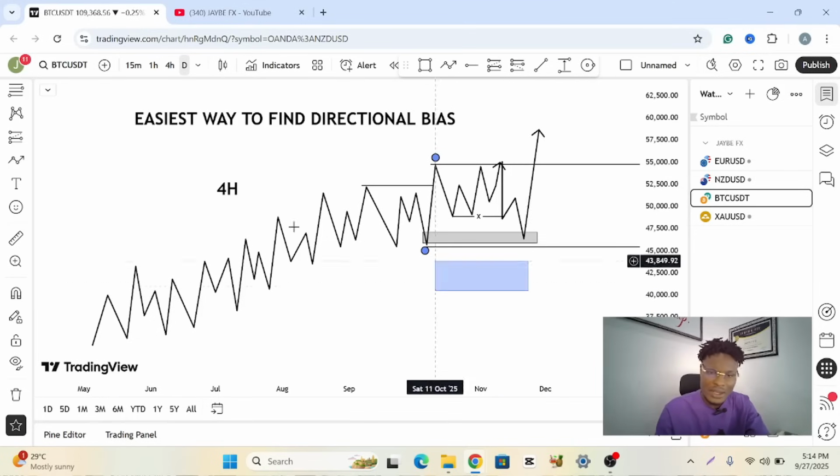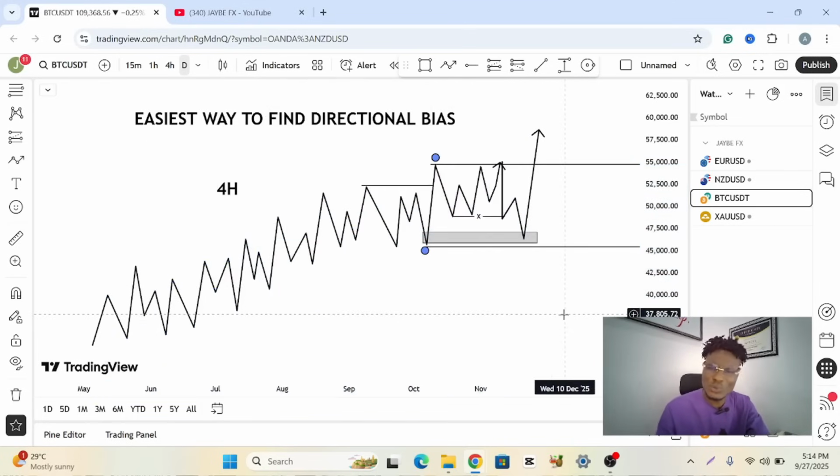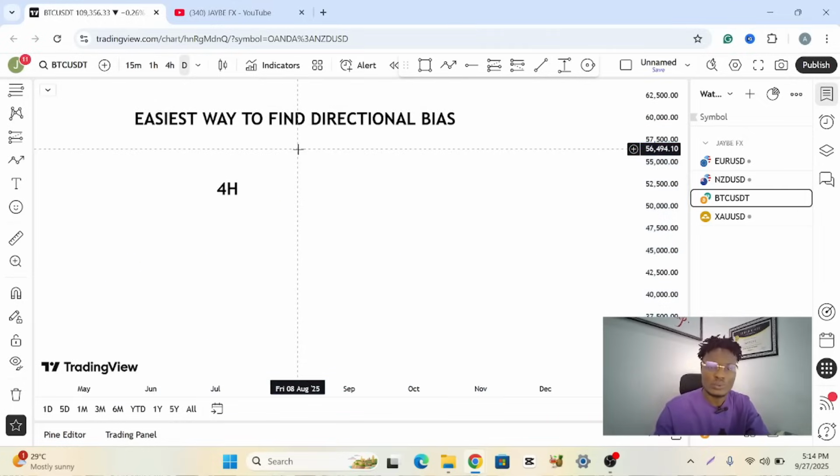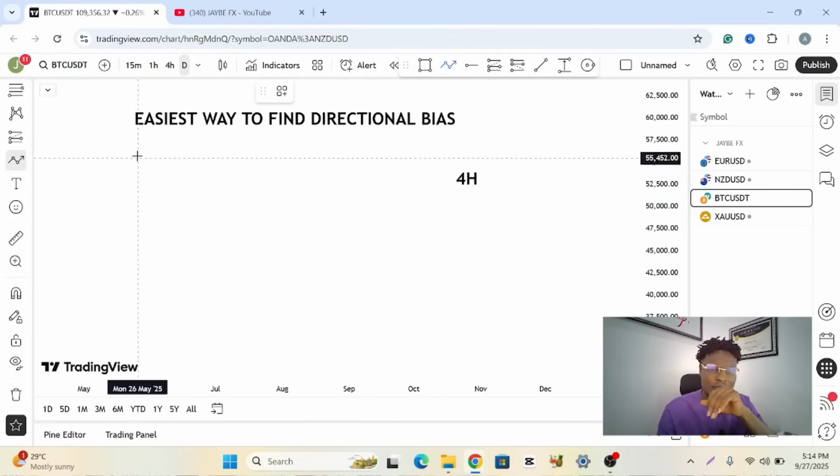Higher time frame. Now it's simple. If you go to the chart, it's simple. Now let me give you another scenario. 4 hour time frame, downtrend.